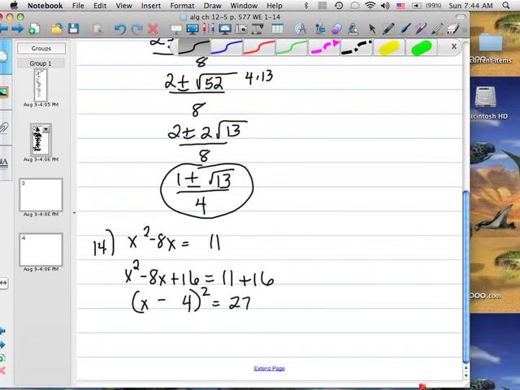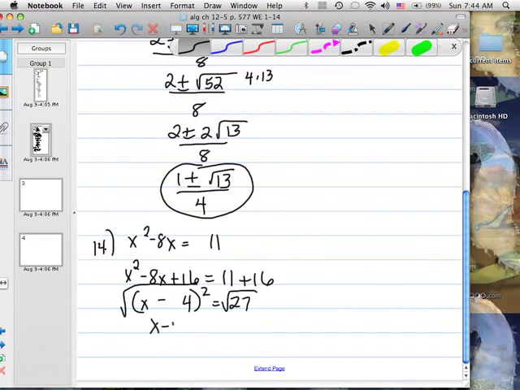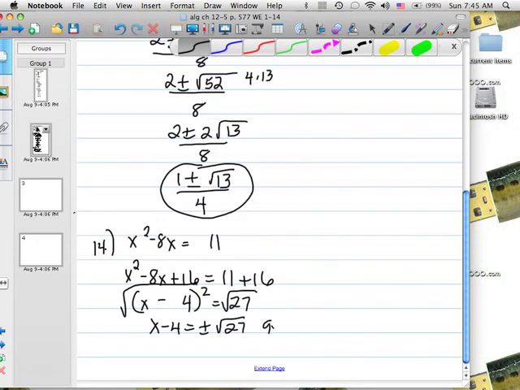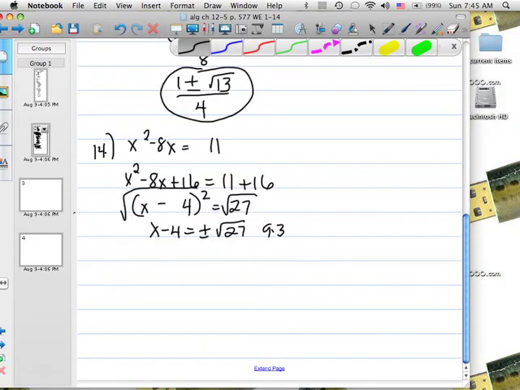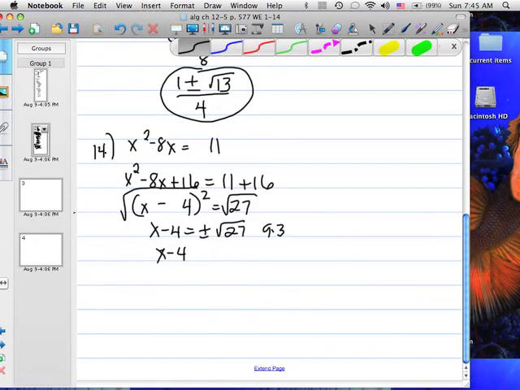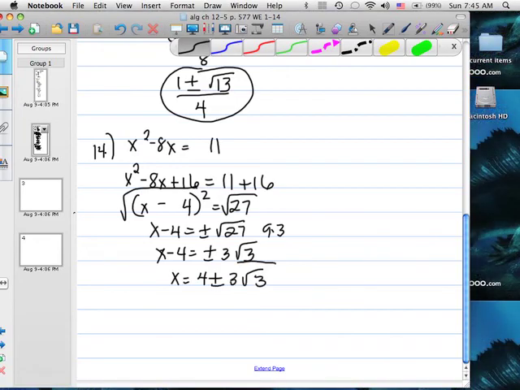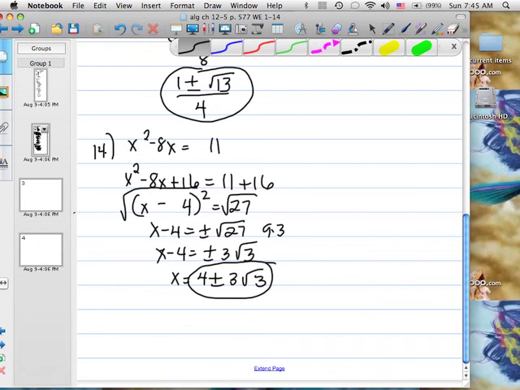Add this up, I get 27. Now take the square root of both sides. I get x minus 4 equals plus or minus the square root of 27. Within 27 there's a 9, so I need to simplify that. So it's x minus 4 equals plus or minus 3 radical 3. Add the 4 to both sides to get the x by itself, so I get 4 plus or minus 3 radical 3. And checking the answer to number 14, that is correct.